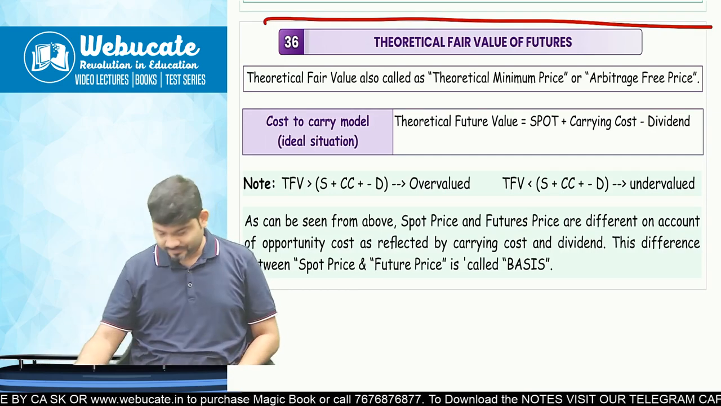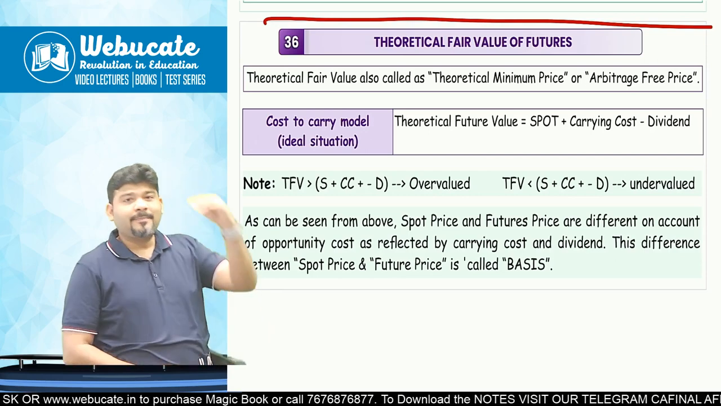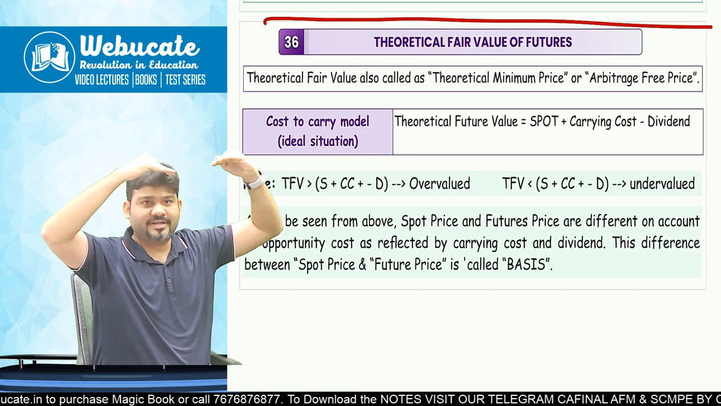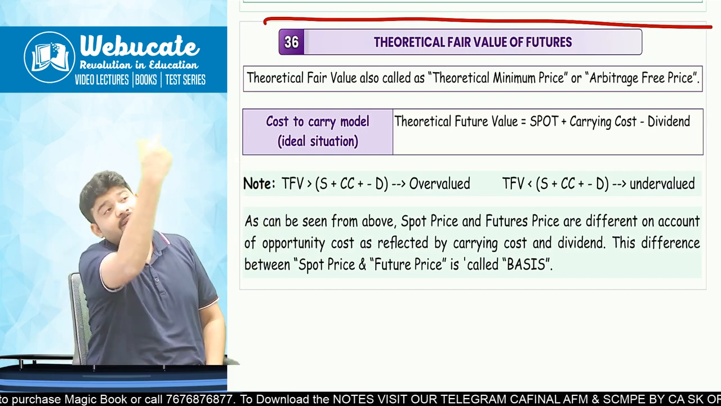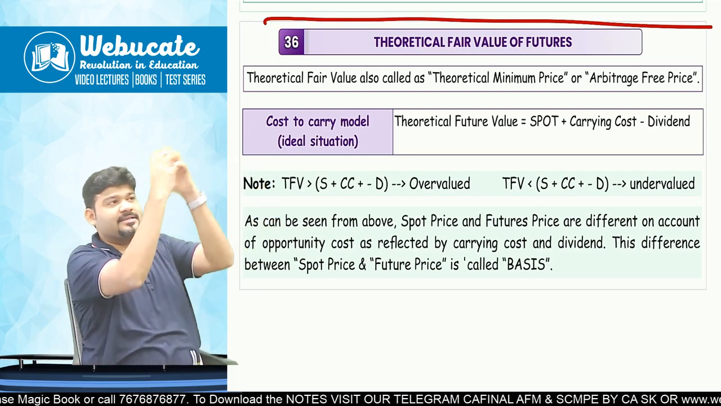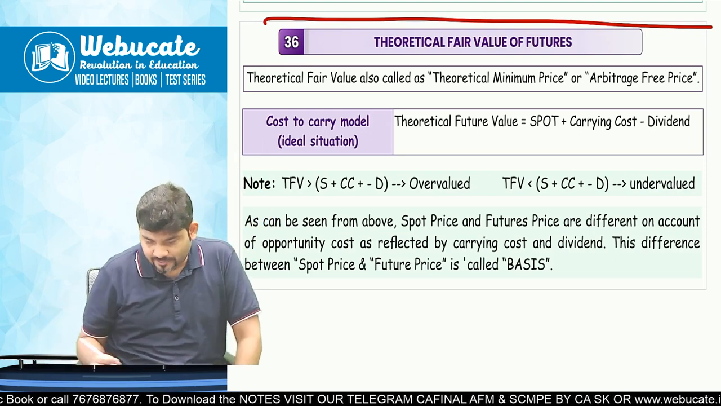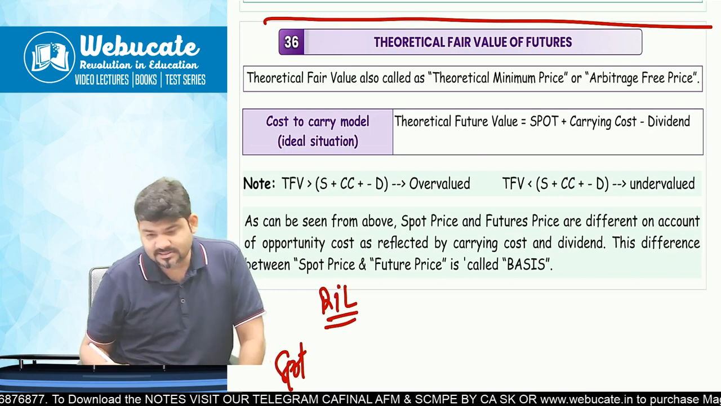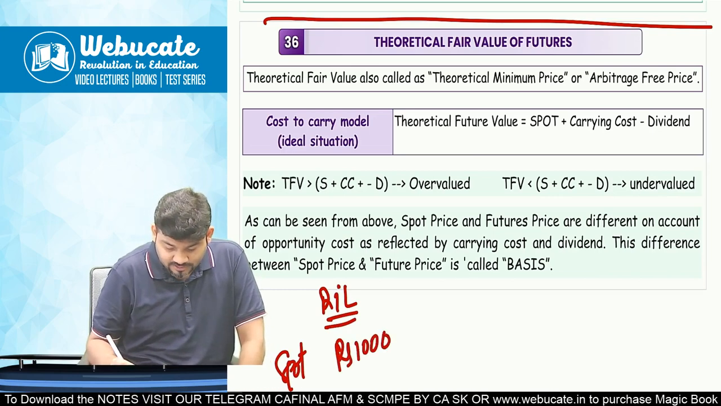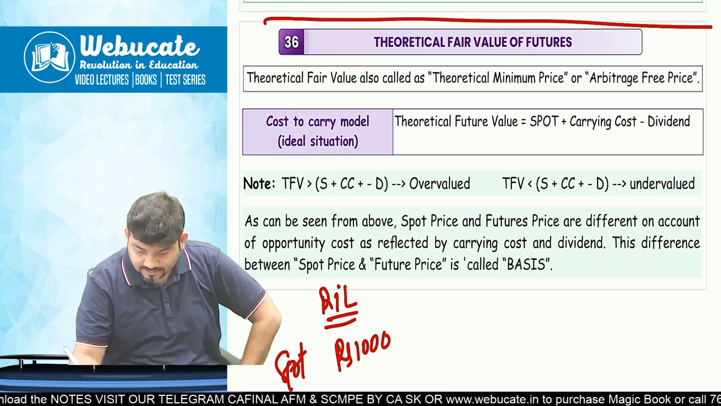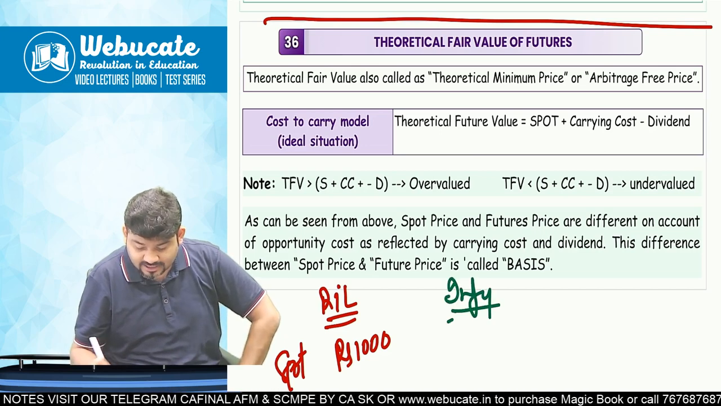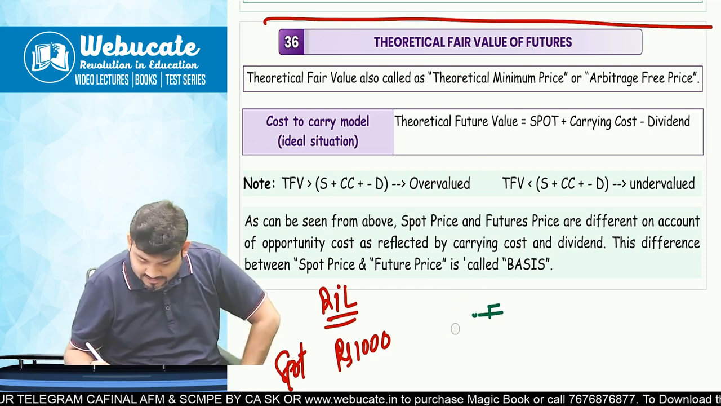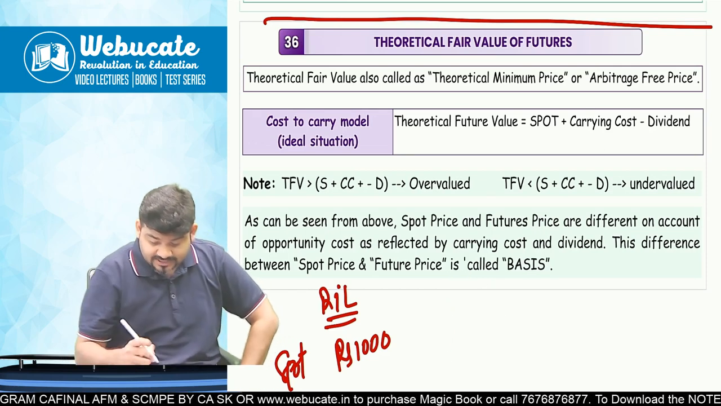See, I'll tell you. When you are planning for a buy position or long position or a short position after 3 months, there is a spot price. I'll just give you a practical example. Say there is a spot price of Reliance. Spot is rupees 1000. Let's go with Reliance only. Suppose Reliance spot is 1000.